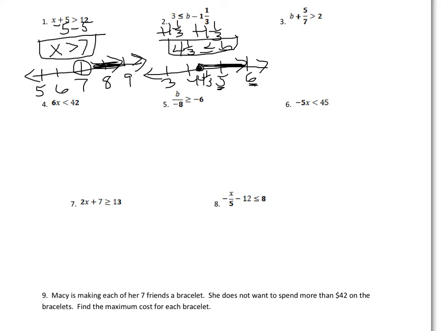All right. Number 3, b plus 5/7 is greater than 2. So to isolate that b, we'd have to subtract 5/7 and subtract 5/7. So we'd have b greater than, and 2 minus 5/7 would be 1 2/7. Okay. So again, we draw our number line.